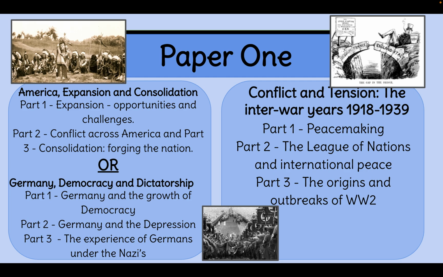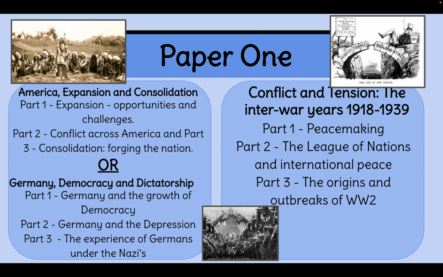Moving on to Germany, democracy and dictatorship, we're looking at how Germany was essentially formed and the growth of their democracy, looking at what's called the Weimar Republic, and then essentially the impact of various different world events such as the Great Depression and the impact that had on Germany, and how that allowed Adolf Hitler to come to power, and then what he did to secure and consolidate his power of the Nazi Party, and then the start of the Second World War.